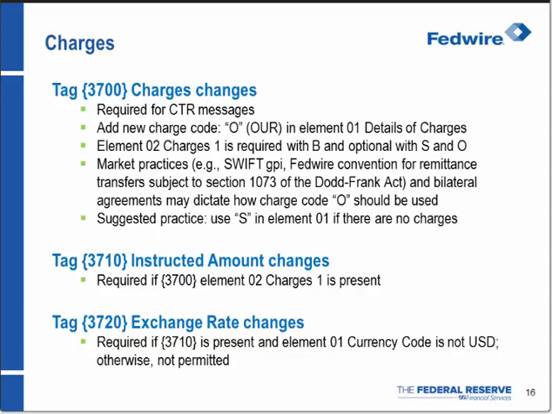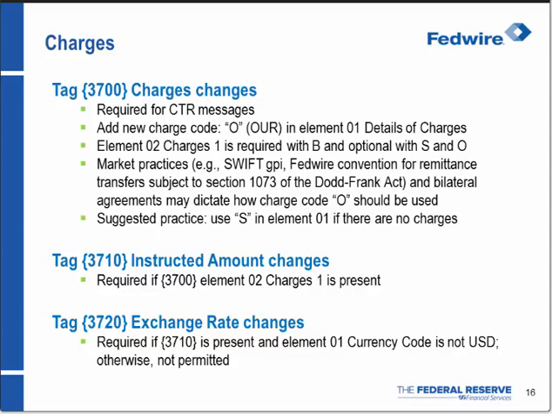And this would be found in element 1, which is the detail of charges. So you would select either B, S, or O. In element 2, which is where you put the actual charges amount, you will have to include that field for the B charge code, the Ben charge code, but it will be optional for the S and the O charge codes. And we also noted in the FAIM document that market practices will really dictate when you're supposed to use the our charge code.